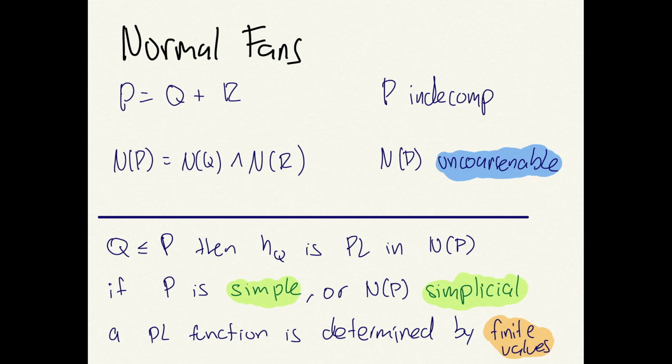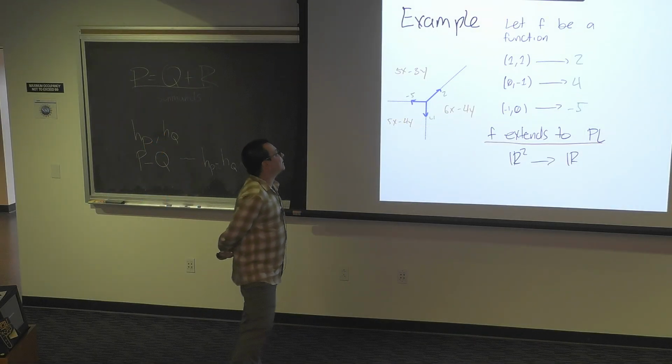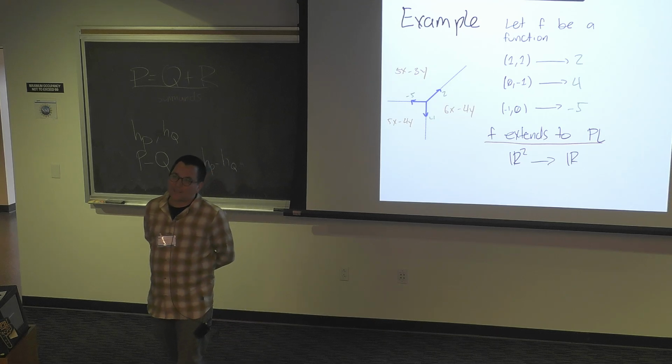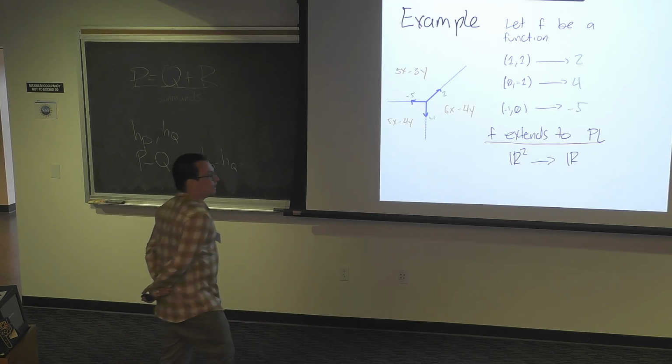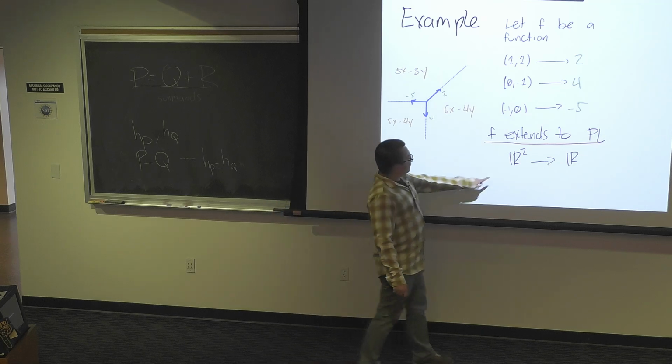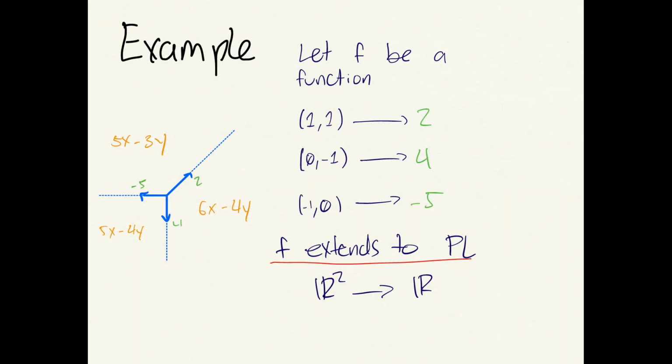That means that we're looking at piecewise linear functions on the fan that is the normal fan of P. If P is simple, or equivalently, the normal fan is simplicial, then a piecewise linear function is just a bunch of values, so it becomes a finite vector. What do I mean by this? So this is the example. I need a piecewise linear function in R2. I have R2, the whole plane, and I need a function that takes any point and spits out a real number. And I want it to be piecewise linear. Okay, this will be an example of piecewise linear.